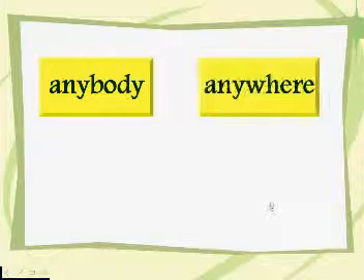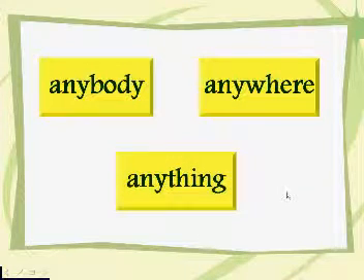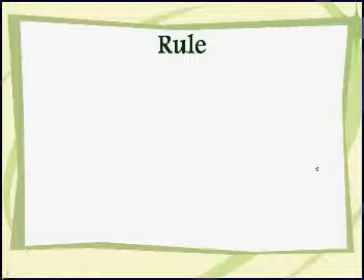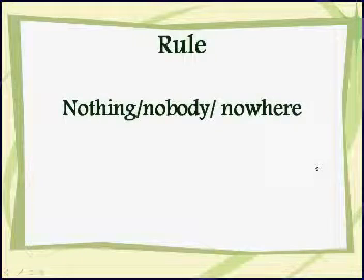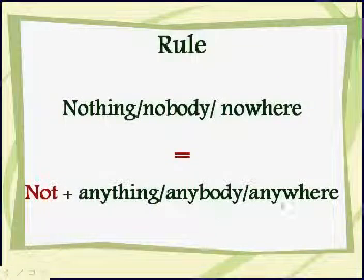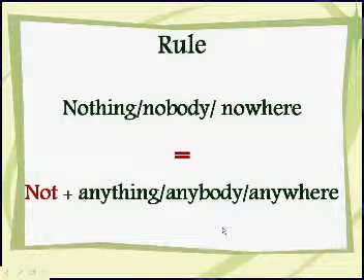Anybody, anywhere, anything, and those are related to the previous ones: nobody, nowhere, and nothing, and we'll see how. The rule says that nothing, nobody, nowhere equals not plus anything, anybody, and anywhere. Notice, please, nothing equals not plus anything. Nobody equals not plus anybody. Nowhere has the same meaning as not plus anywhere.